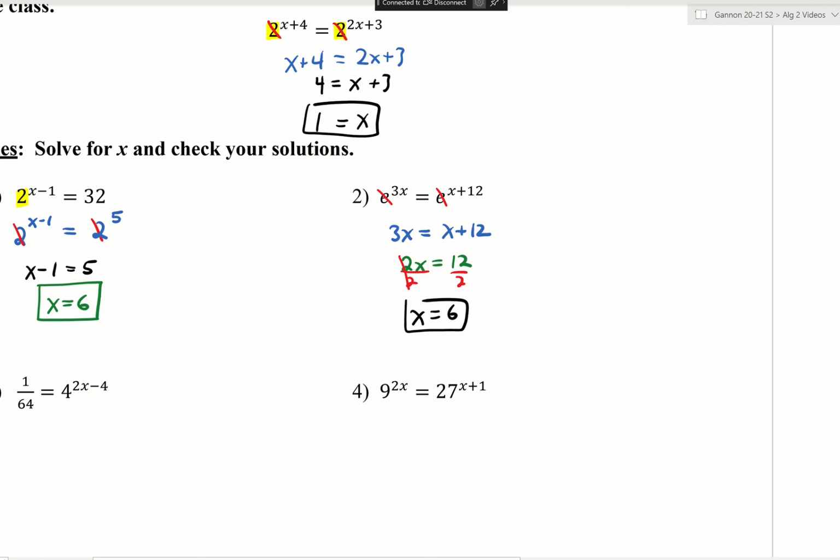Again, you can do a quick check. 3 times 6 is 18. 6 plus 12 is 18. So that's basically saying that e to the 18th power is equal to e to the 18th power, which is absolutely true.